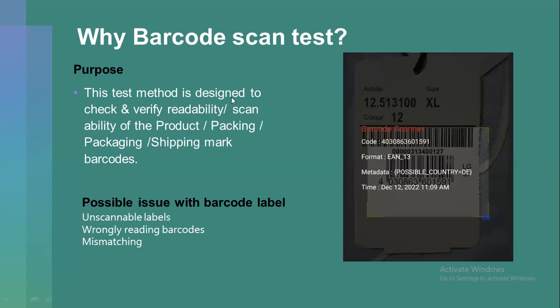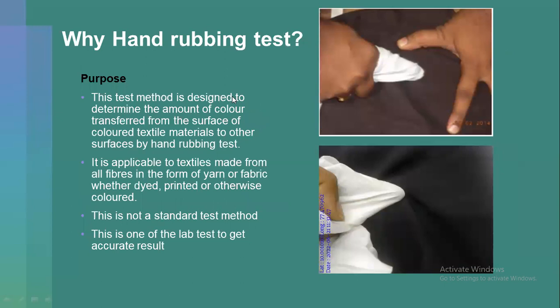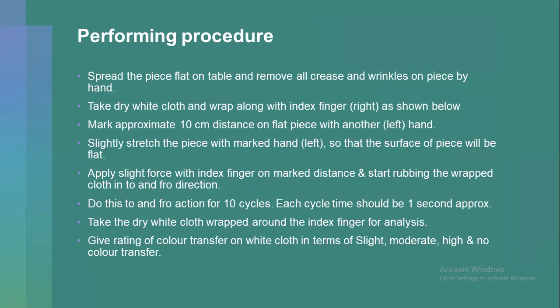Next is the hand rubbing test. This test method is designed to determine the amount of color transferred from the colored textile material to a surface by hand rubbing. Wherever it is applicable to textile material, we have to perform the rubbing test using a white cloth. So we'll discuss its procedure.